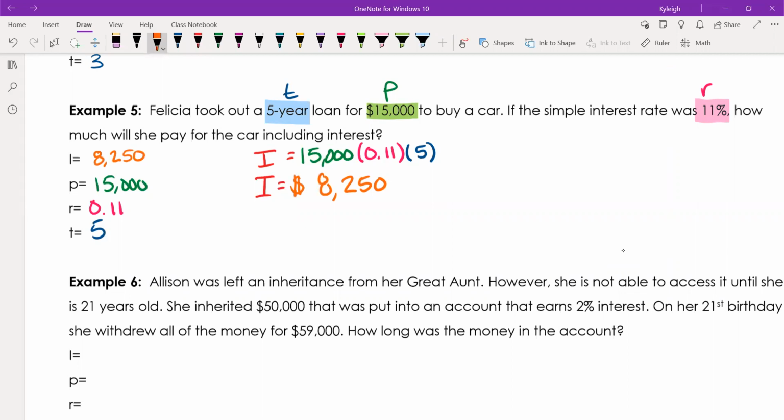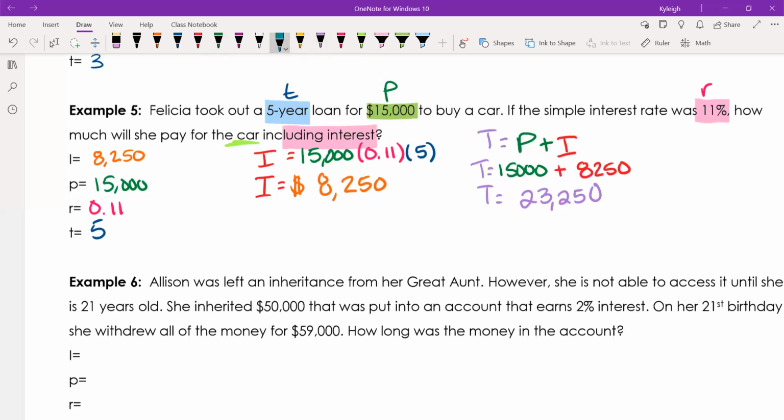Now this is how much interest they're paying on a loan. But the real question was, how much will she pay for the car, including interest? So we have a principal of 15,000 and we want to pay for interest because we have to pay for both. So the real answer is we take our 15,000 of our principal and add our 8,250 to it, because that's the total we're paying. And that's going to give us 15,000 plus 8,250. So we're actually paying for this car $23,250.